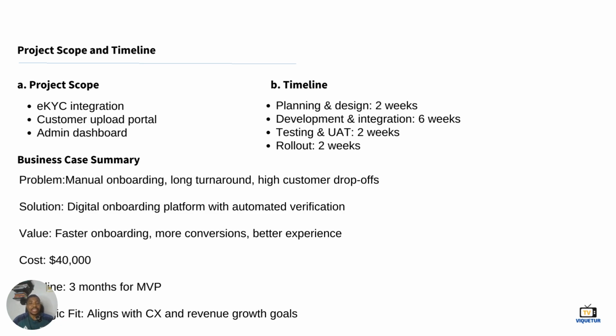So to summarize your business case document, you have the section of problem, which is the manual onboarding and long turnaround, high customer drop-offs. You have, okay, what is the solution? A digital onboarding platform with automated verification. What is the value that this solution is going to bring? It will help us with faster onboarding, better experience for our customers, and more conversions for us. That is revenue. How much will this cost us? Roughly $40,000 thereabouts. How long would it take for us to have an MVP that would show that this is actually viable and would solve our problems? It will take us 3 months.